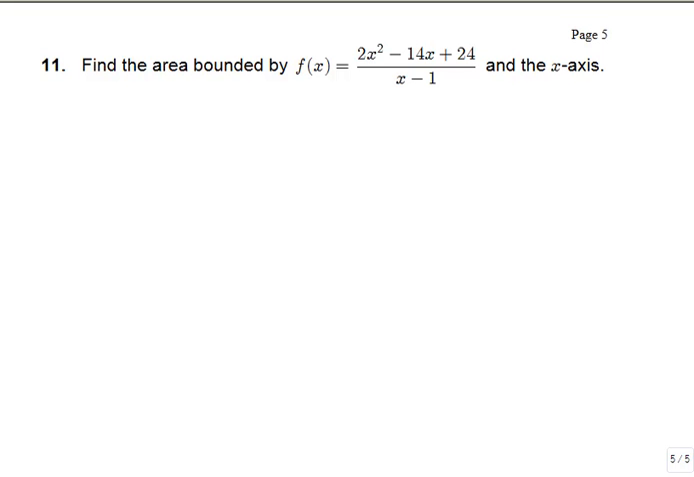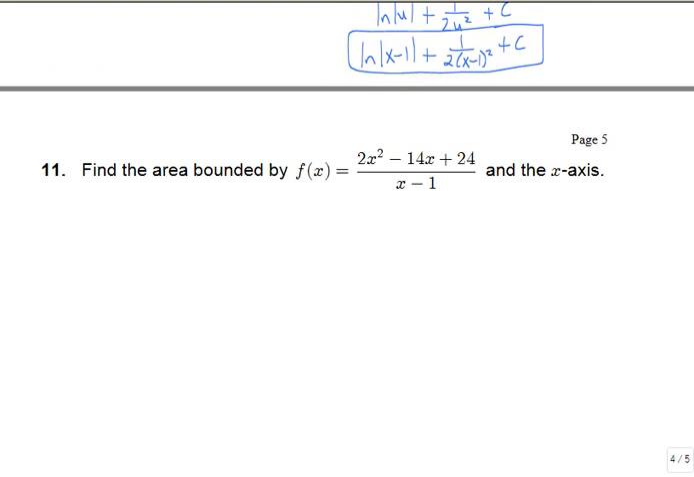To graph this, you could graph this on a graphing calculator. That's perfectly okay. You can also notice that this numerator is divisible by 2, so I'm going to pull out a 2.